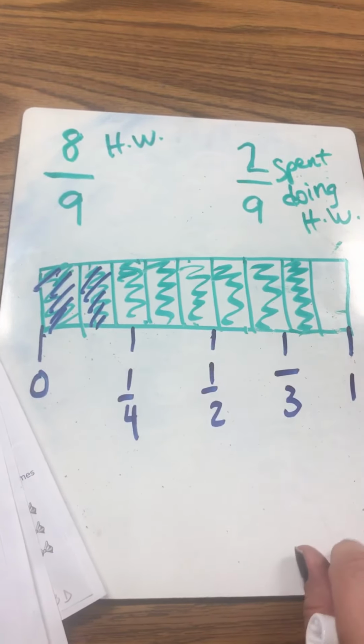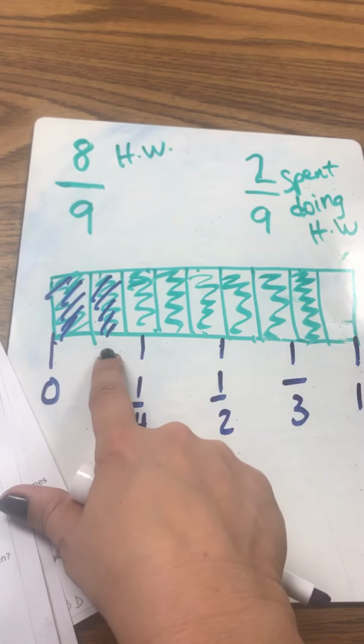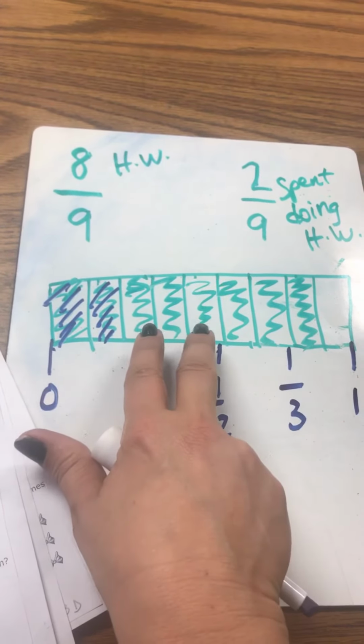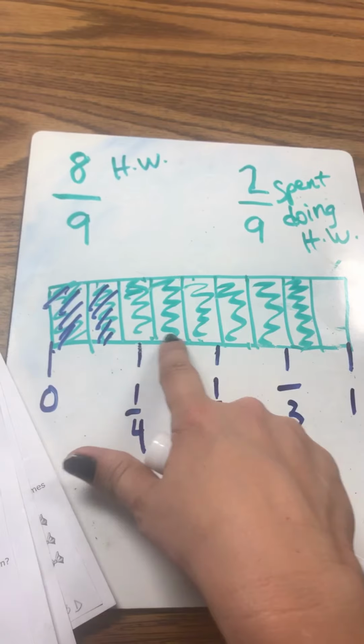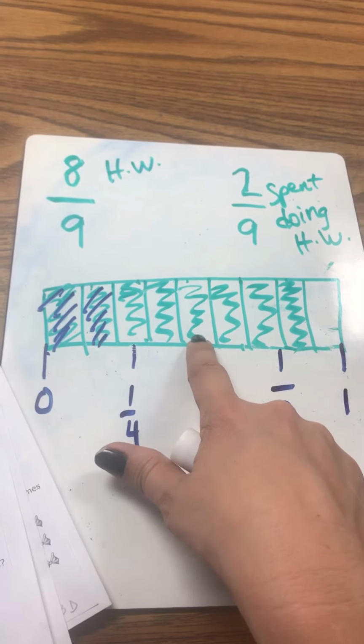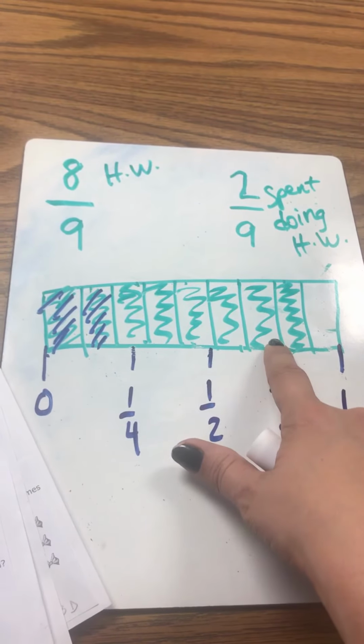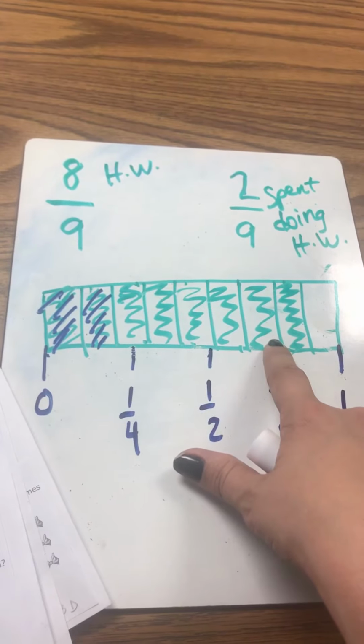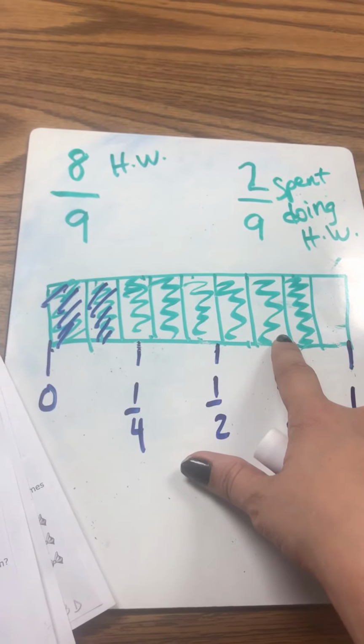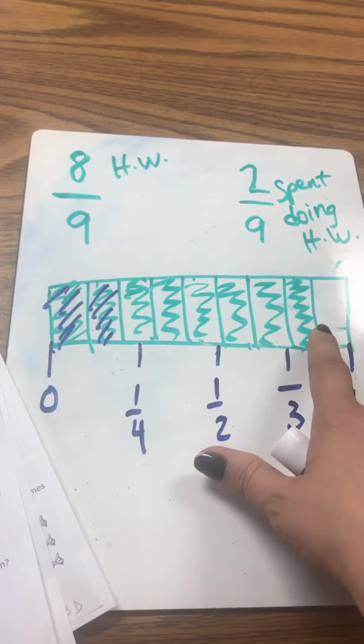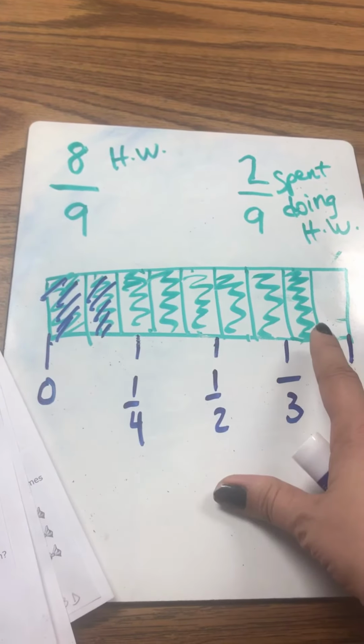Okay. So 1/4. I would say this would be about a 1/4 amount of time right here. And this would probably be another 1/4 of time. So a 1/4 and a 1/4 equals a 1/2. Okay. So I definitely see where he still has quite a bit of time left to complete doing his homework.